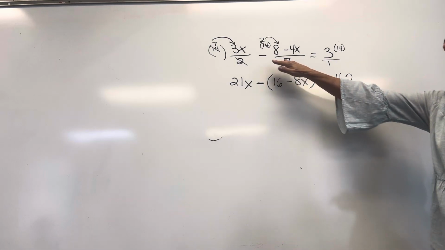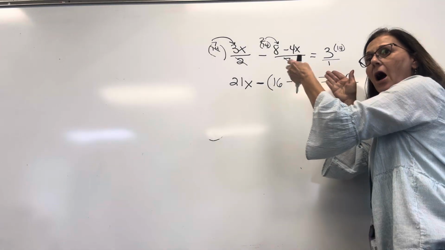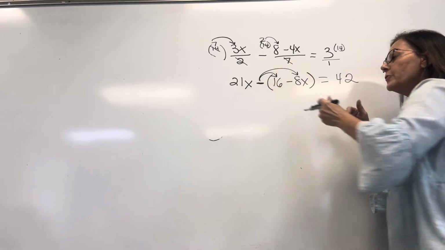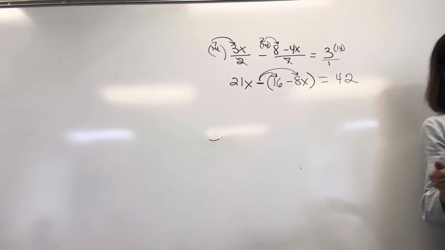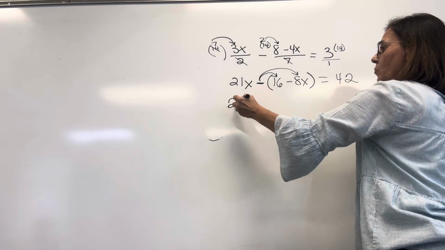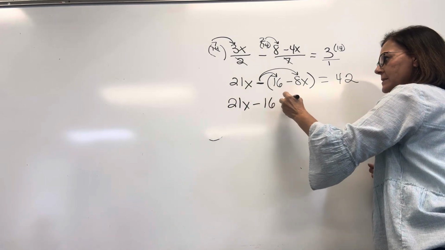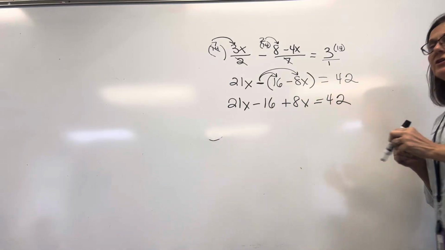The reason I changed this to negative is for you to see this concept. It's minus the entire numerator, so that you have to distribute that negative to both of the terms in the numerator. So it becomes 21x minus 16 plus 8x equals 42.